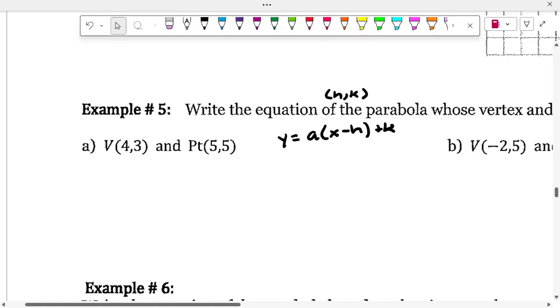Yeah, it would help if I put the little square there. That's what makes it quadratic in the first place. I do that all the time.